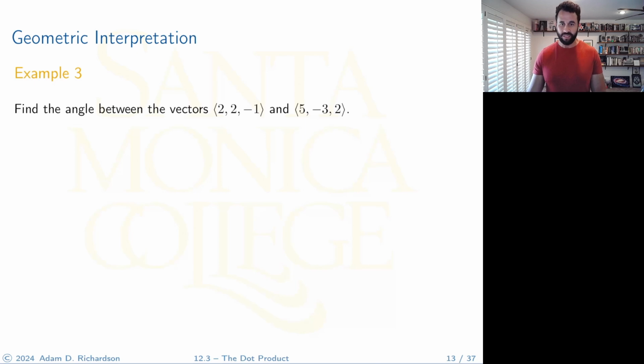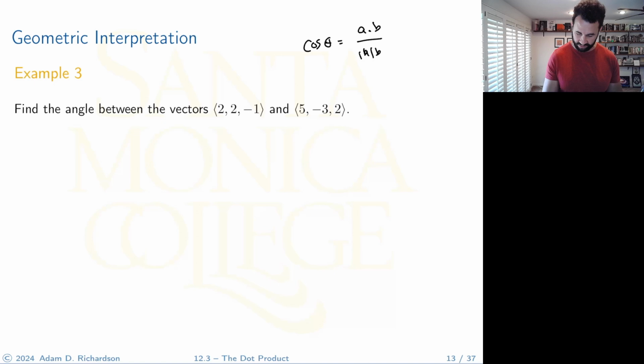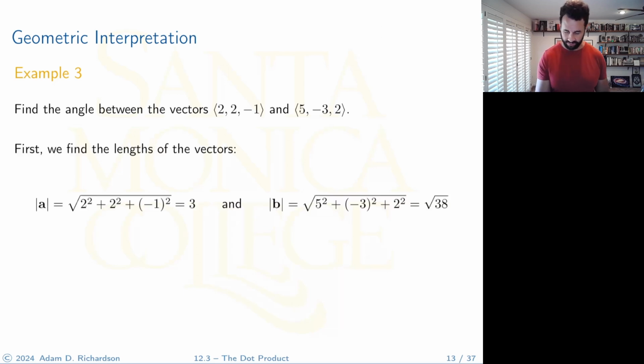Okay, here we go. So if we're trying to find the angle between the two vectors, we can use that formula that said that the cosine was the dot divided by the product of the lengths. There we go. Okay, not so bad. So we just need to find the dot product, we need to find their lengths, and that should lead us along the way. Here we go.